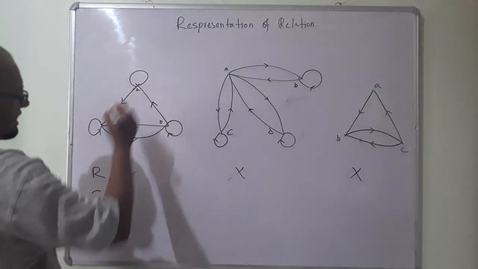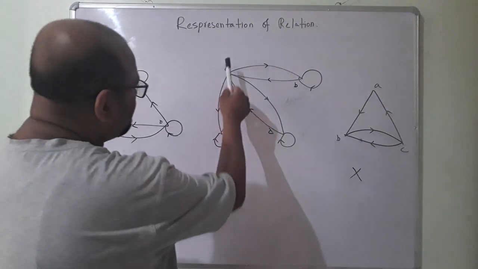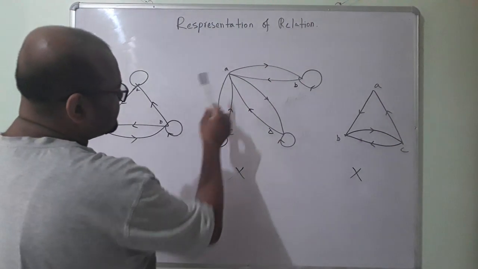AC is there, but CA is not there, right? So this is not symmetric. What about this? All of this, AC is there, CA is here.